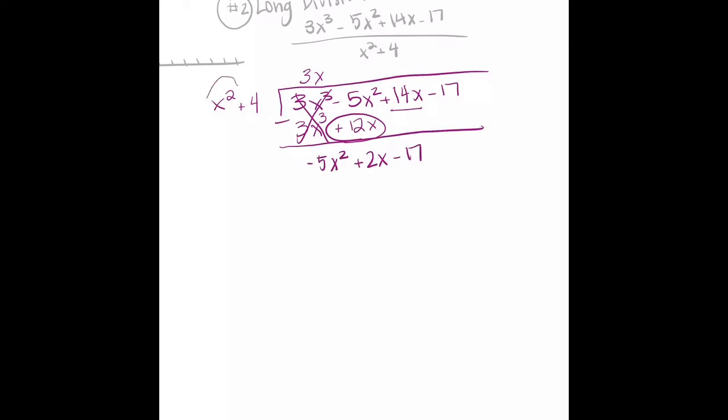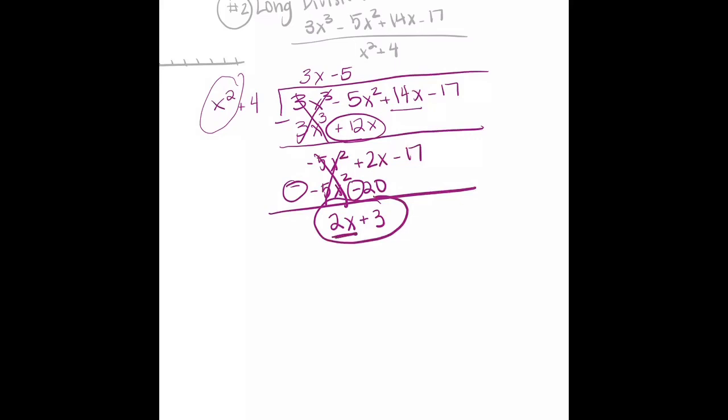And now I need to figure out what I can do to get negative 5x squared with that x squared. Need to multiply it by negative 5. Minus negative 5x squared. And negative 5 times 4 is negative 20. So then these cancel out. I'm left with 2x and negative 17 plus 20 because I have the two negative signs to give me a positive 3. And this degree is now lower than this degree, which tells me I'm done.